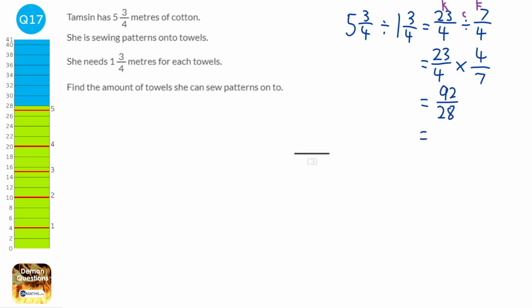And now we need to convert this back into a mixed number. First of all, actually we can simplify this, because we can divide top and bottom by 4, so that would be 23 over 7, and then make this a mixed number. So 7 into 23 goes 3 whole ones, and then obviously 2 remainder, so it's 2 over 7. Now it asks us for the amount of towels that she can sew patterns into. The issue here is that she will do 3 whole towels, but then have some left over, but she doesn't have enough to create a 4th towel, so it's just going to be 3 as an answer.